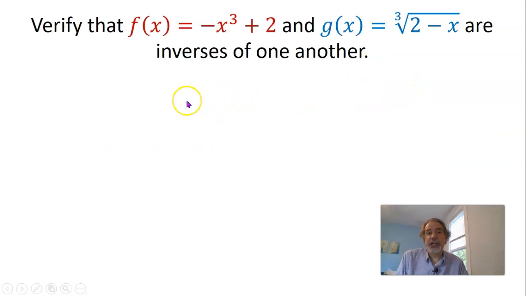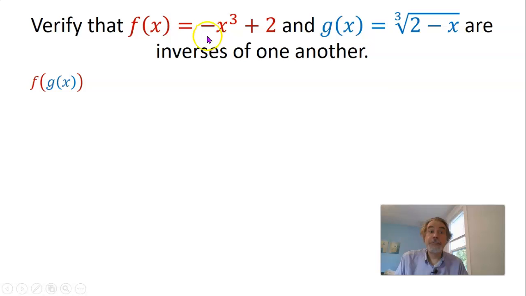So let's try checking in this example here. Here we have two functions. f of x equals negative x cubed plus 2, and g of x equals the cube root of 2 minus x. And we're supposed to verify that these are inverses of one another. So remember how we do that. We check that g of f of x simplifies down to just x, and f of g of x simplifies down to just x. So first of all, how about f of g of x?